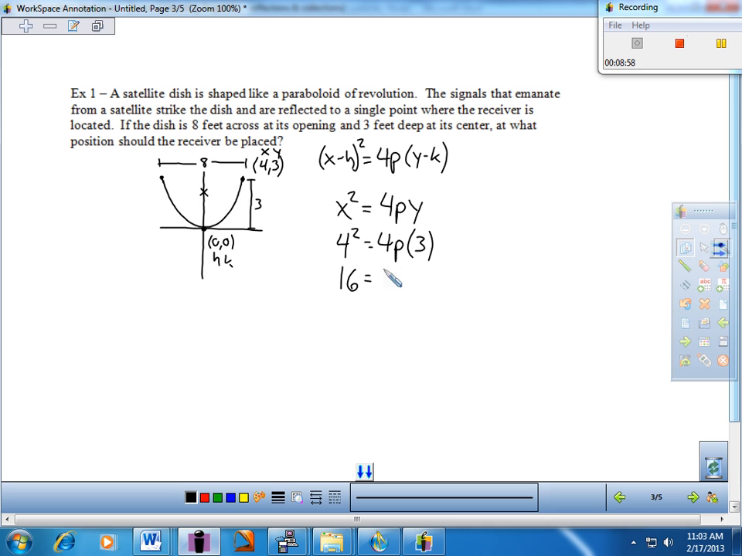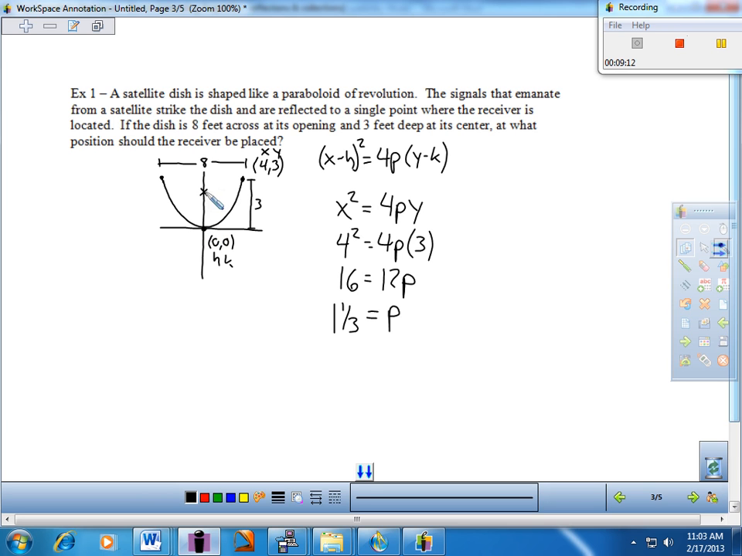16 equals, kind of get a 12p right there. 16 divided by 12, that should be it. And if I do 16 divided by 12, I'm seeing this as 1 1/3. If you want to go ahead and do 16 divided by 12 on your calculator, that's fine. But I'm getting 1 1/3 as our p-value. And so that would be the situation from here.